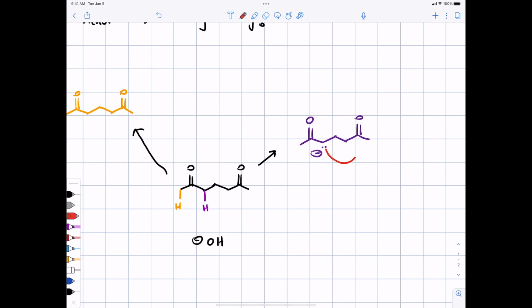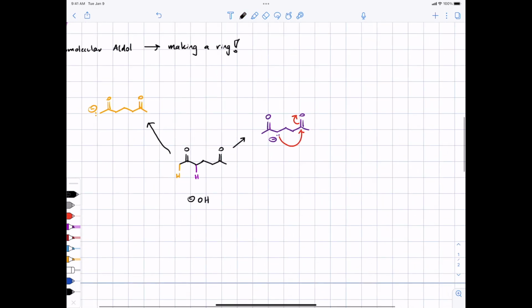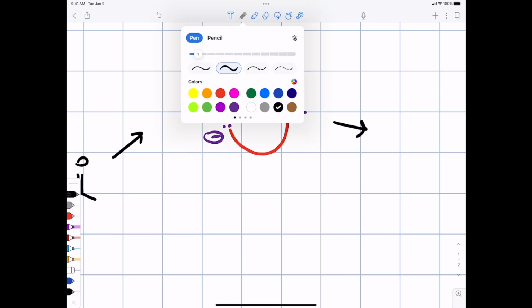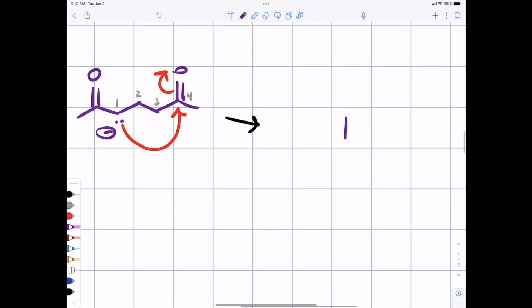So we could push arrows like this. Let's see what kind of ring we would make. You need to just count the atoms. 1, 2, 3, and 4. So we make a new bond between the alpha carbon here and the carbonyl carbon here. And that is a 4-membered ring. So we're going to draw a 4-membered ring. We're going to number the carbons 1, 2, 3, and 4.